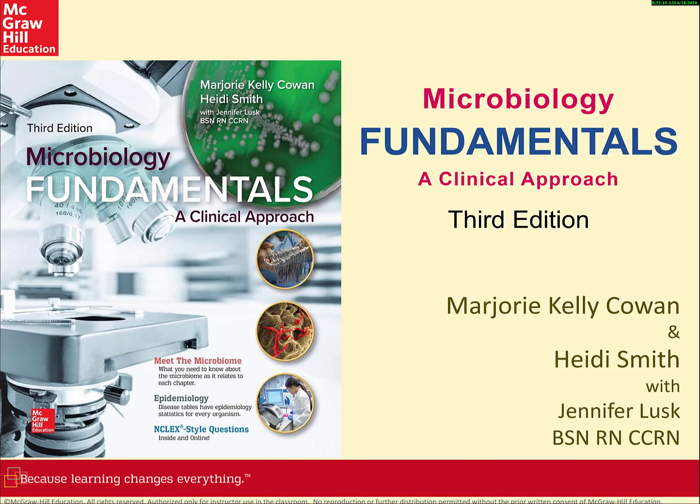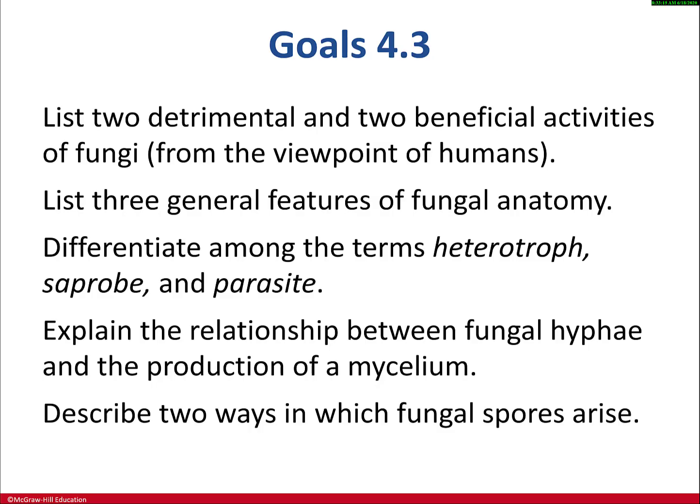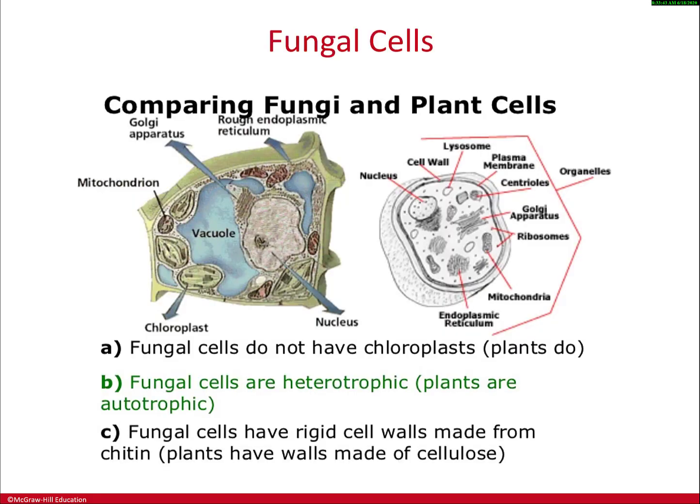All right, welcome back. We're going to finish up on chapter 4, and we're going to look at the fungi. We're going to look at the anatomy, how these flesh out the terms of heterotrophs, saprobes, and parasites. Explain the relationship between fungal hyphae and the production of mycelium, and then we'll talk about the way fungal spores arise.